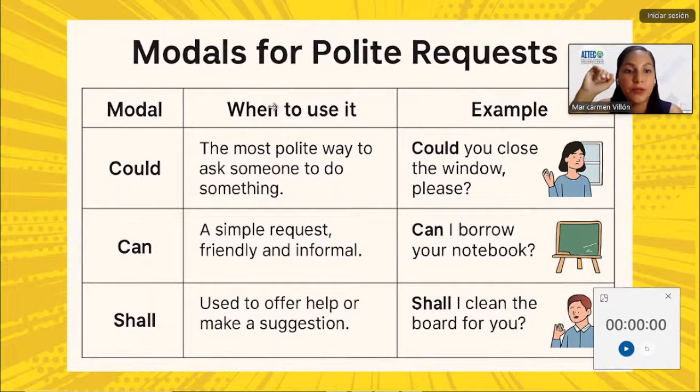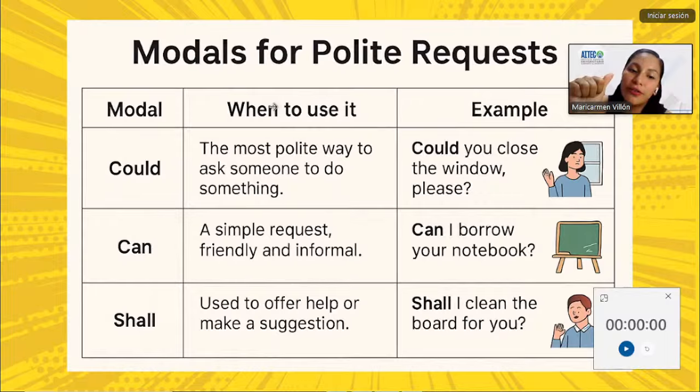Ok, veamos entonces ahora el siguiente. Dice can. When to use it? A simple request, friendly and informal. ¿Cuándo es esto? Un requerimiento simple, amable, pero informal. Example. Can I borrow your notebook? Ok, José, dentro de un ratito. Bueno, este show ya lo vimos la semana pasada, entonces va a estar súper sencillito también usarlo ahí.